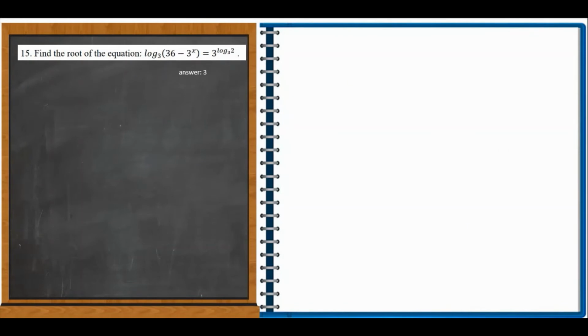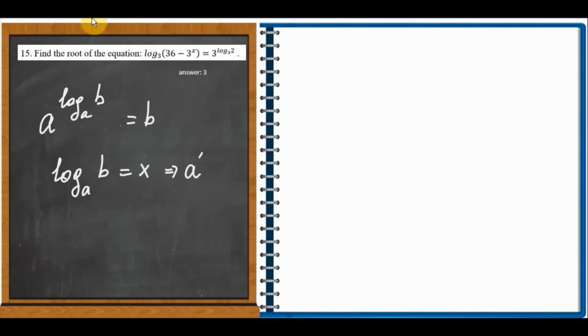Number 15. Number 15 is about logarithm. Now, how to solve this logarithm? First of all, we need to know that a to the power of log base a of b is equal to b. Next, we need to know how to solve this equation. Log base a of b is equal to x. So here, it means that a is the base and x is the power. It's going to be b.